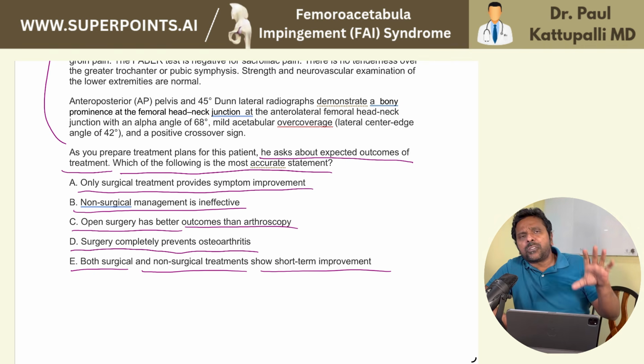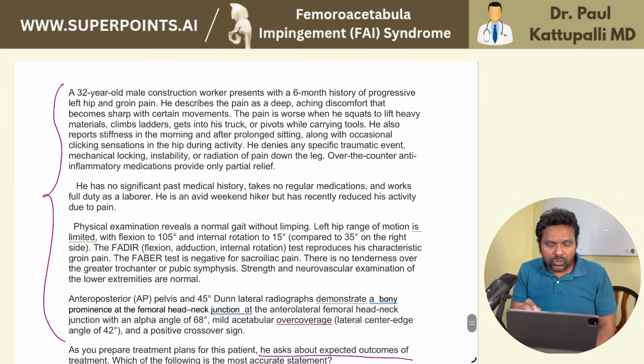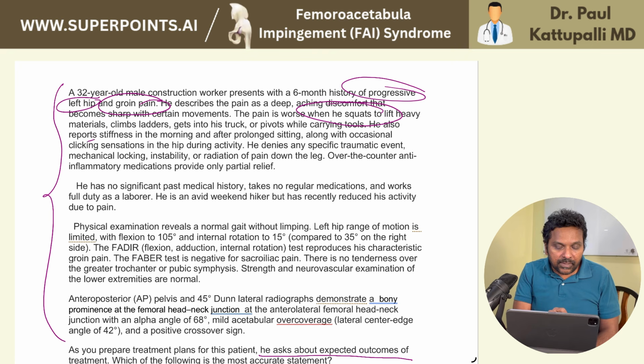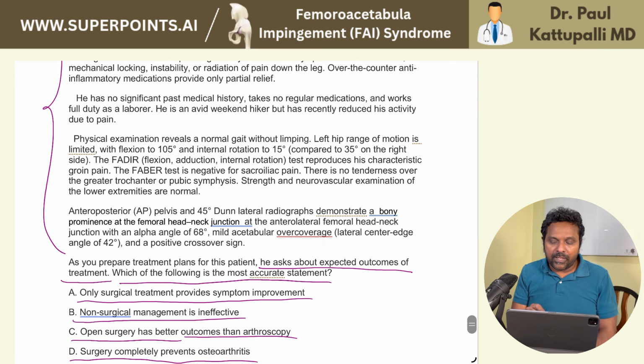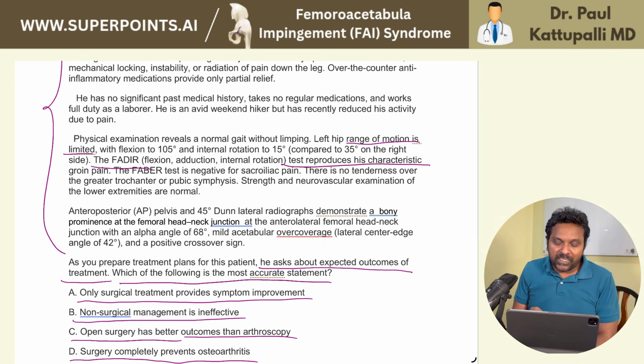So, this question also is going in two parts. First you need to go through the question stem. The patient has progressive hip pain, groin pain, and the pain becomes worse when he squats. There is stiffness in the morning. That is all non-specific. But when you come to the examination, the range of motion is limited, and the FADIR test is positive. The FADIR test is specific to FAI, right? So the FADIR test gives you a strong clue where this is going.